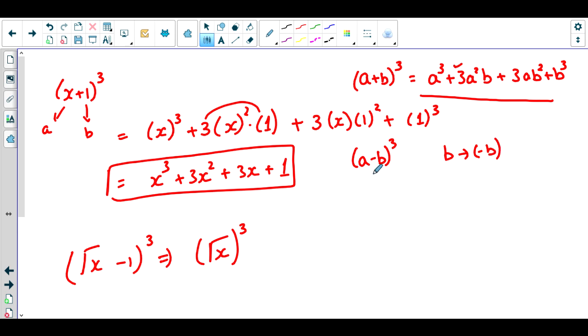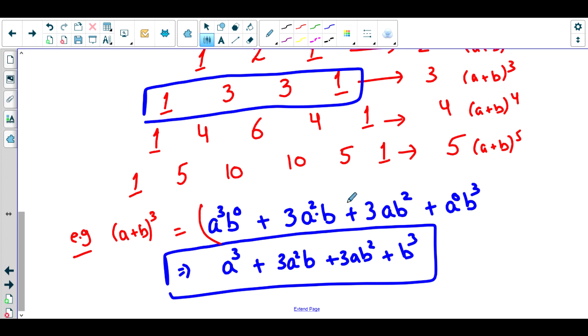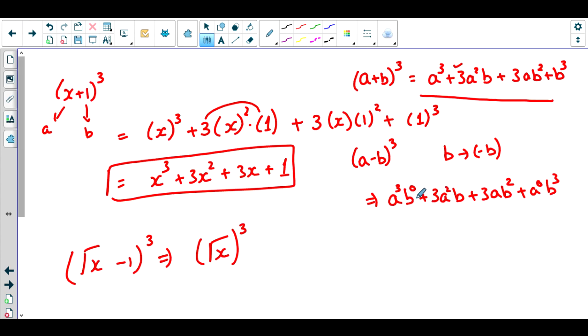How? Let's use this. We have a cube. Initially we had a cube b0 plus 3a square b plus 3ab square plus a0 b cube. If we took this from the Pascal triangle, we had this expression. Now we'll just replace b with minus b. So b power 0 will not make any change. So it will be a cube plus 3a square into minus b plus 3a into minus b square plus minus b cube.